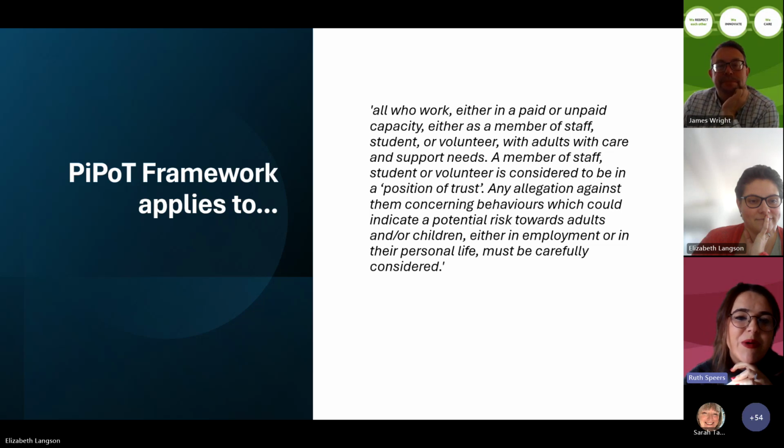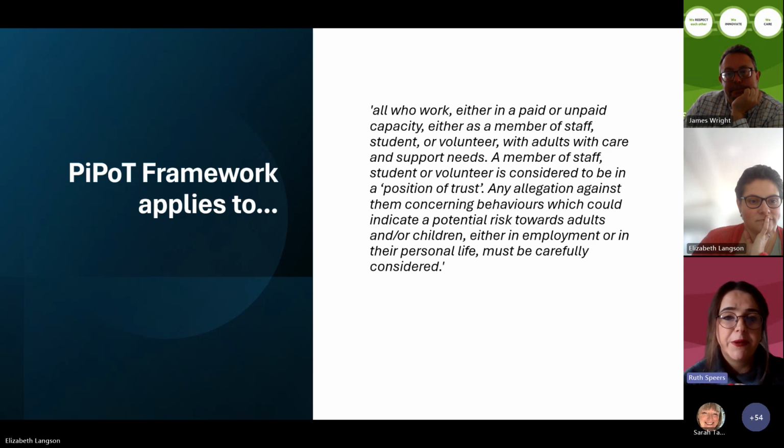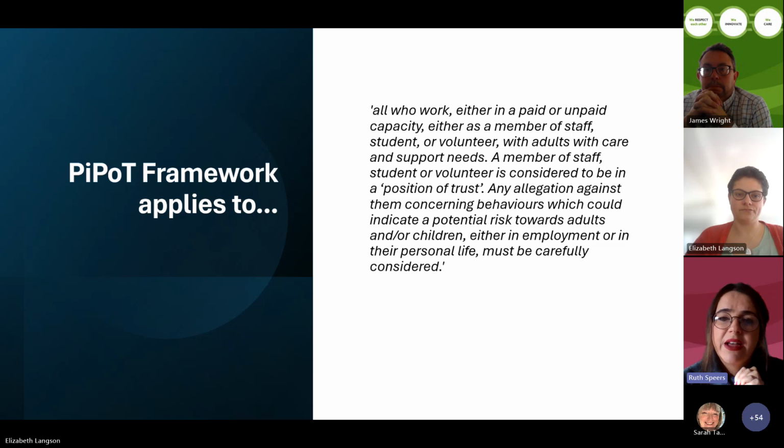Okay, so we've briefly touched on it, but who does the PIPOT framework apply to? You can all see it there. It's all who work either in a paid or unpaid capacity, either as a member of staff, student or volunteer, with adults with care and support needs. A member of staff, student or volunteer is considered to be in a position of trust.